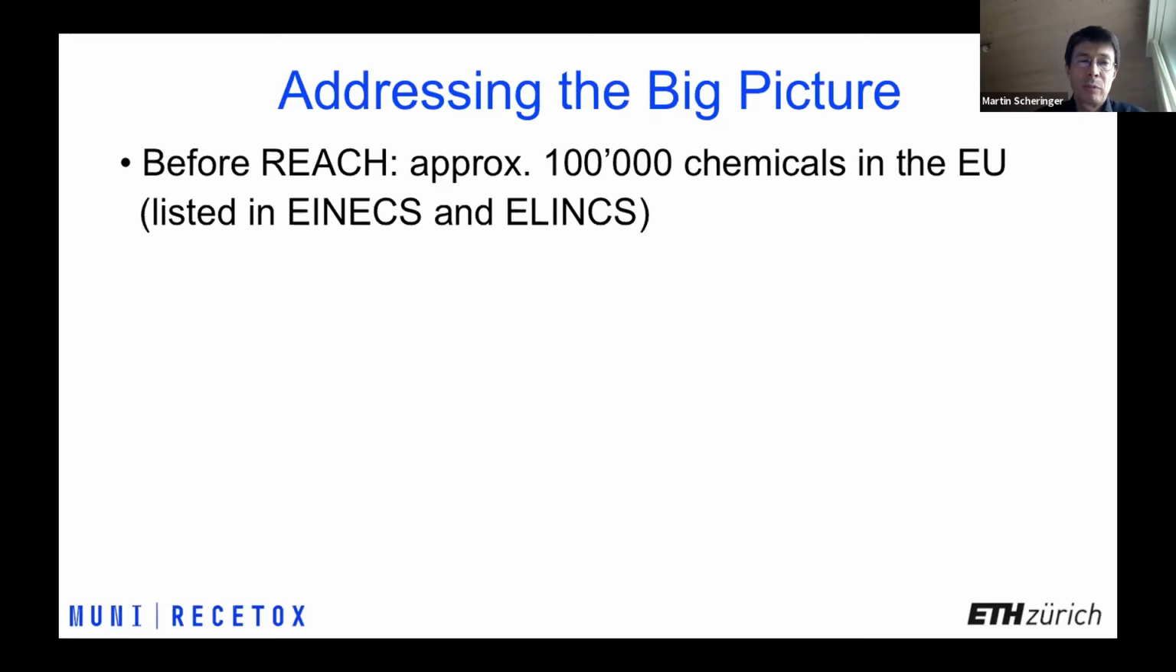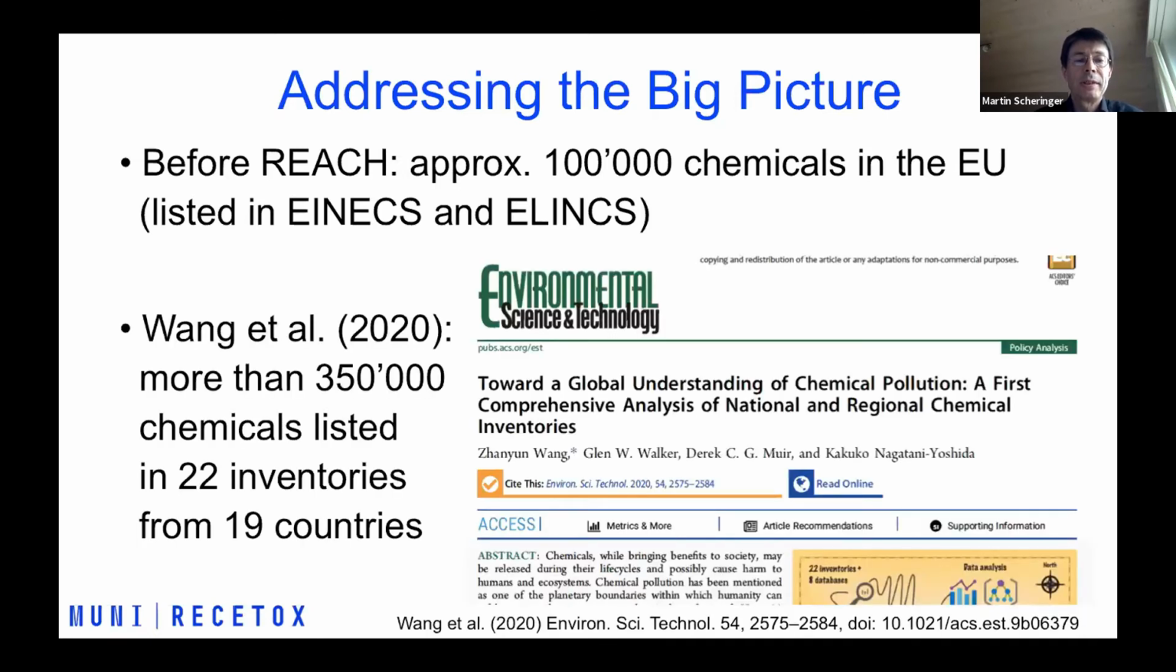But the European market is just one part of the world, and recently Zhanwen Wang and colleagues looked at inventories in other parts of the world overall. They looked at 22 inventories from 19 countries, and they found more than 350,000 chemicals were listed in these inventories. So it may be that the global market is fragmented to some extent, but the global market is much bigger than what we see from the EU.